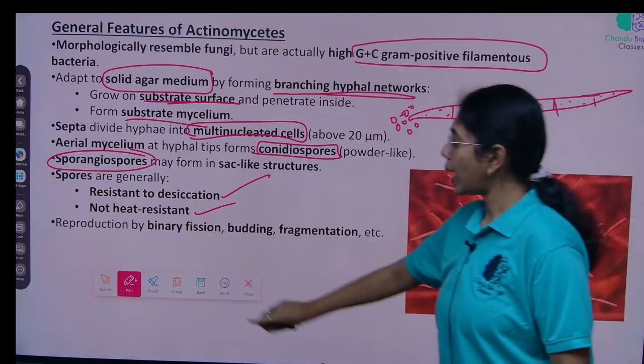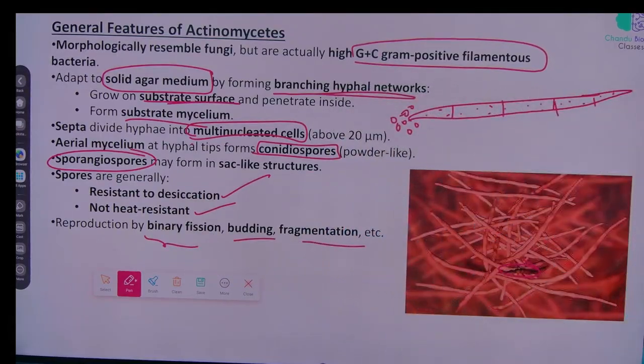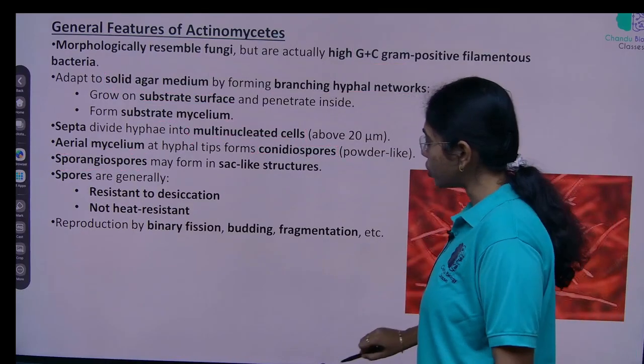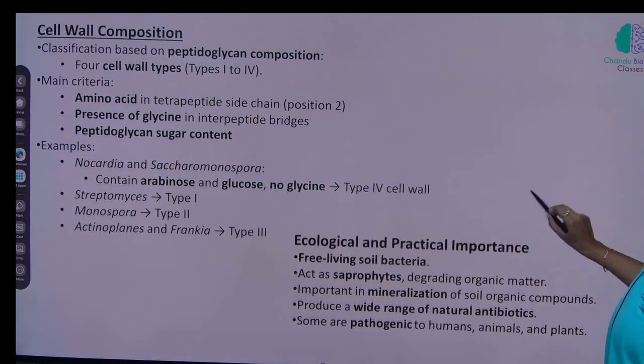Reproduction is by binary fission, budding and fragmentation. These are the general characteristic features of actinomycetes. Now we will move on to cell wall composition.